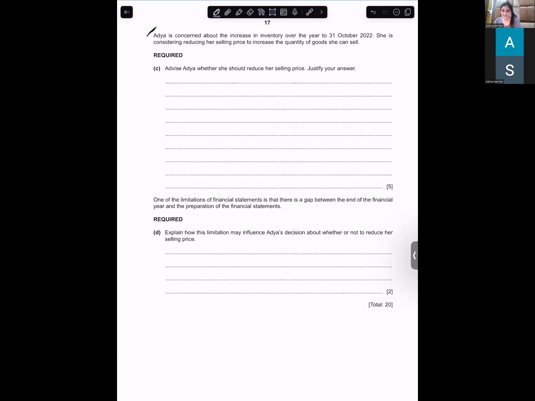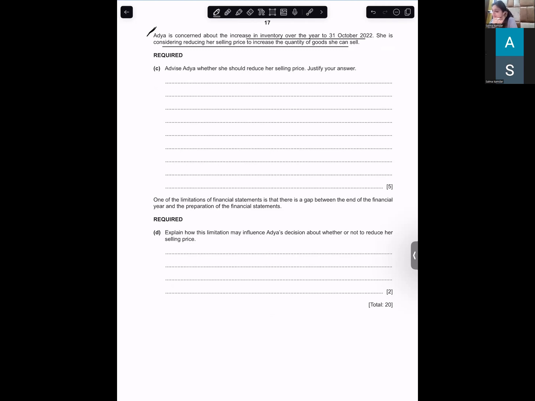Adya is concerned about the increase in inventory over the year to 31st October 2022. She is considering reducing her selling price to increase the quantity of goods she can sell. Advise Adya whether she should reduce her selling price. Justify your answer.